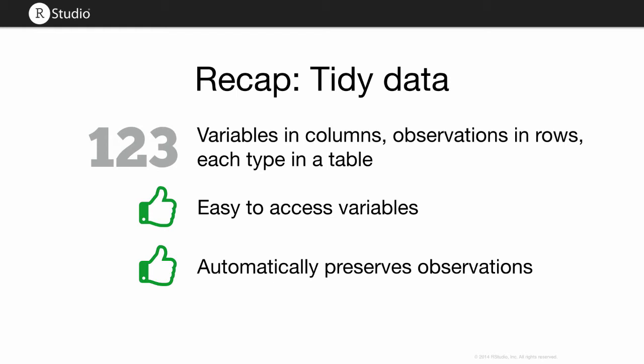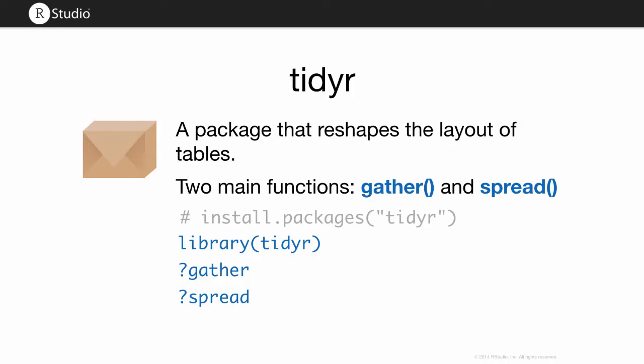So if you make your data tidy with variables in columns, observations in rows, and each type of data in its own table, it'll be easy to access your variables, and you'll automatically preserve observations as you do things to your data. So that's sort of the goal. tidyr is the means to get there. It's a package that picks up where Reshape 2 left off if you are a user of Reshape or Reshape 2. And tidyr has two main functions, gather and spread, that do similar things as cast and melt if you're coming from the Reshape world. And then there's several other functions we'll look at in there. But these are the main ones, and let's take a peek at them.